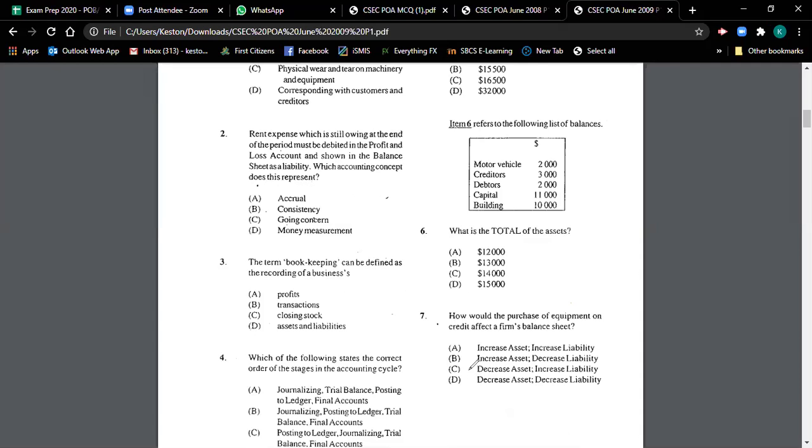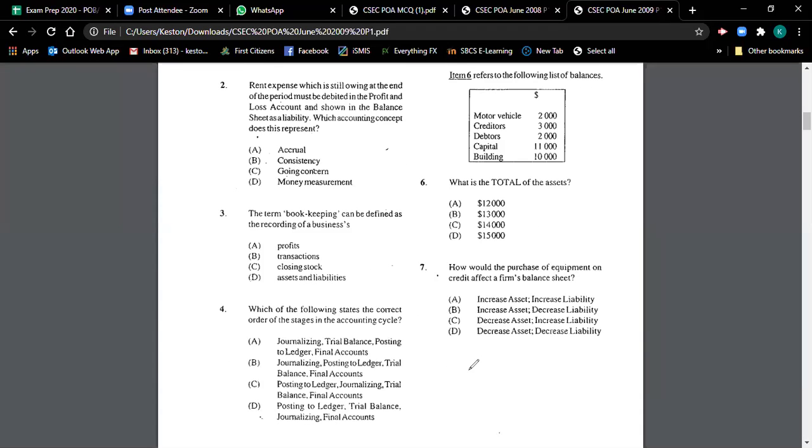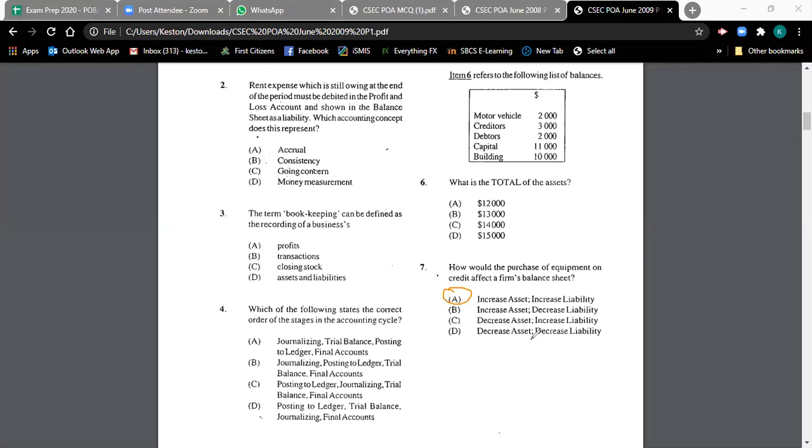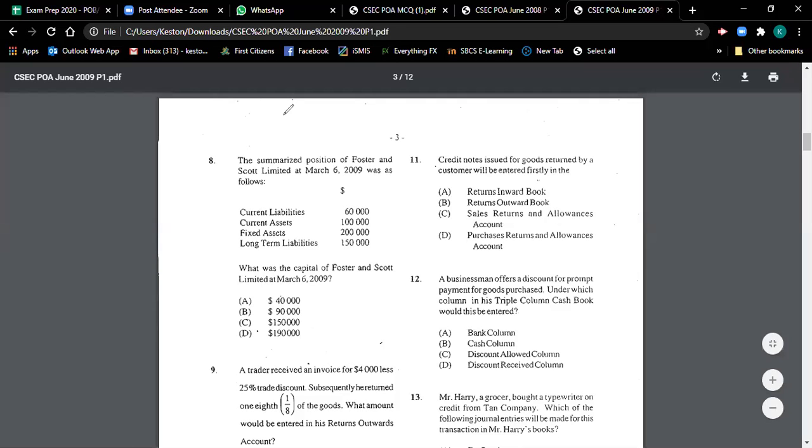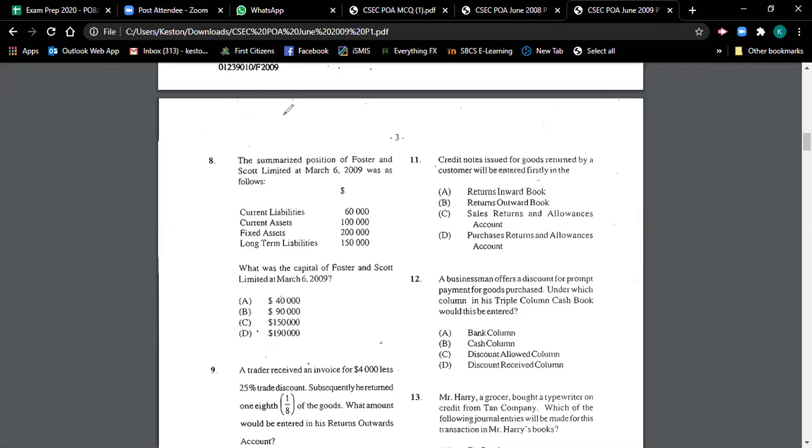7. How would the purchase of equipment on credit affect a firm's balance sheet? Yes, that's correct. A. Increase assets, increase liabilities. Next. 8. The summarized position of Foster Scott Limited at March 6, 2009 was as follows. What was the capital of Foster Scott Limited at the 6th March 2009? Yep, we just saw this a while ago. 90,000.